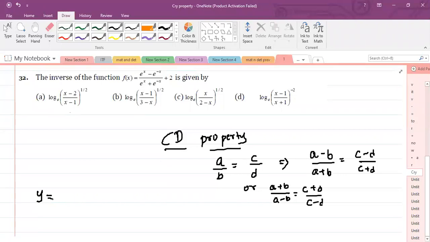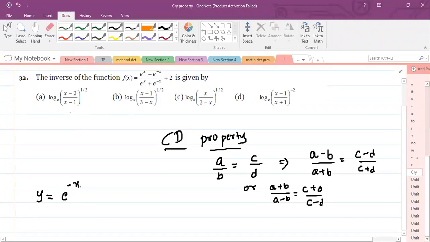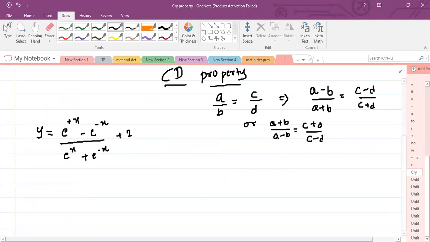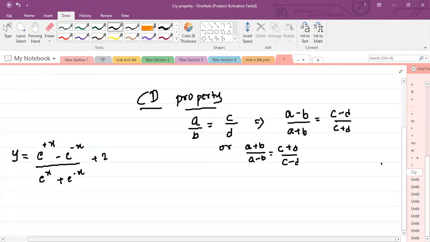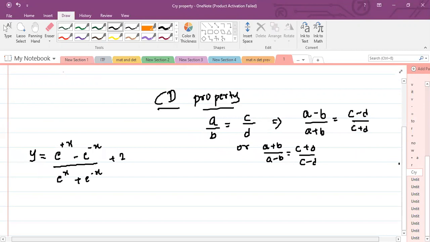Therefore directly you need to consider this function as y is equal to (e raised to x minus e raised to minus x) divided by (e raised to x plus e raised to minus x) plus 2. So what will be our intention? Our intention is to find the value of x. Y is given, you need to find x. That is what you will do for finding the inverse.